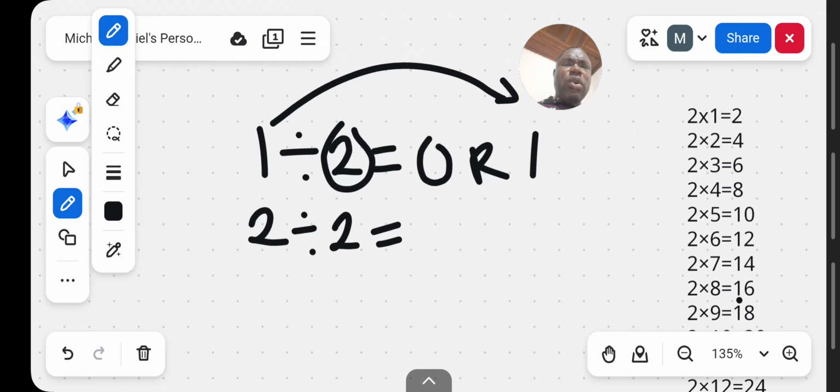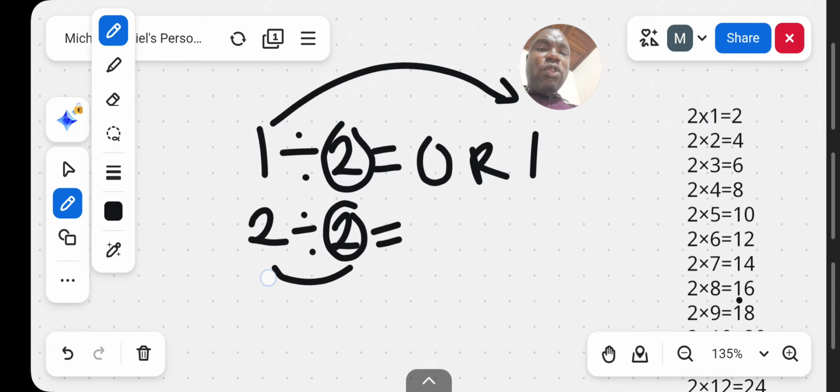But look at the second one. 2 divided by 2. You read your 2 times table. 2 times what will give you 2? Of course, if you look at the multiplication table here, 2 times 1 gives you 2. So since 2 times 1 gives you 2, that means 2 divided by 2 is 1. And remember, we say a number divided by itself is 1. We already know that from our previous video.